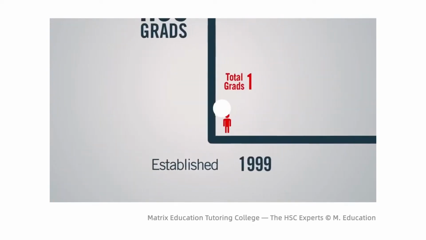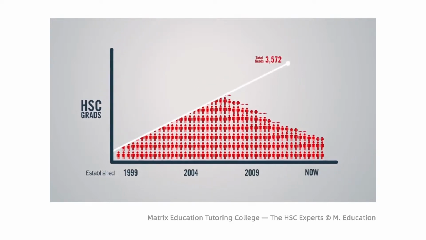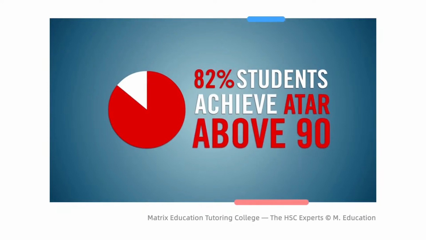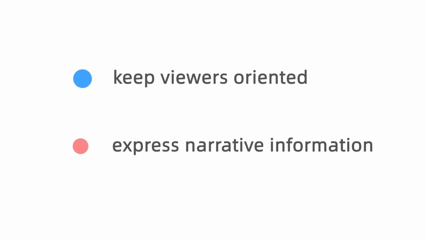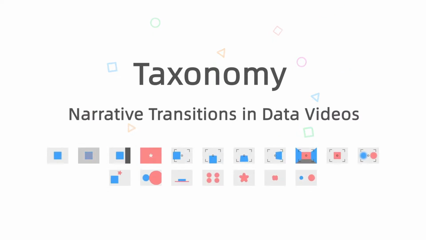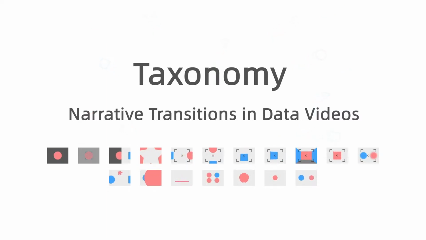Transitions are widely used in data videos to build seamless changes between video narrative. As attention cues, they can not only keep viewers oriented but also express narrative information. After conducting a content analysis on the transitions in the dataset, we provide a comprehensive taxonomy of narrative transitions in data videos.